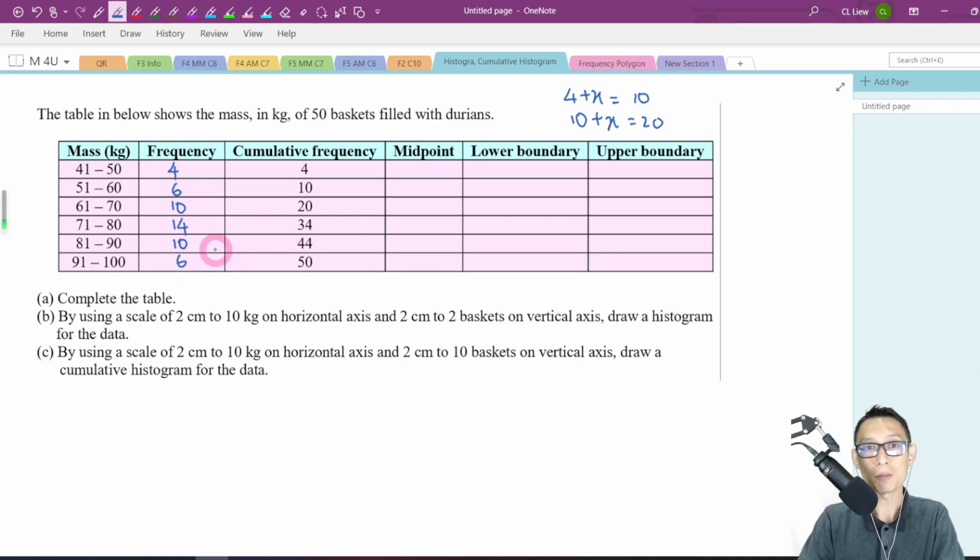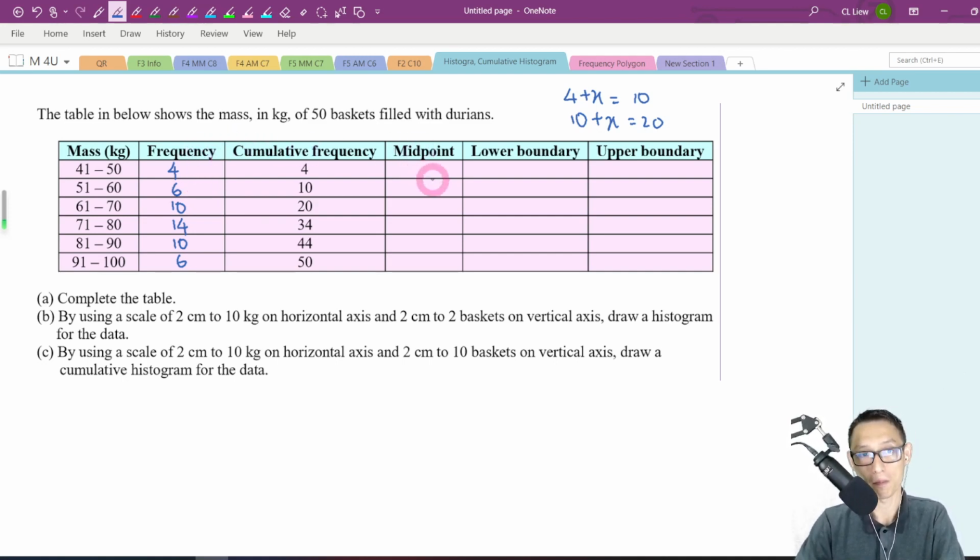In order to make sure that our calculations are all correct, I suggest you find the total frequency for all of these. So 4 plus 6 plus 10 plus 14 plus 10 plus 6. Make sure that the sum of all the frequencies here is equal to 50. If it is not equal to 50, it means something is wrong, and we have to recalculate. Okay, now we have completed the column for frequency.